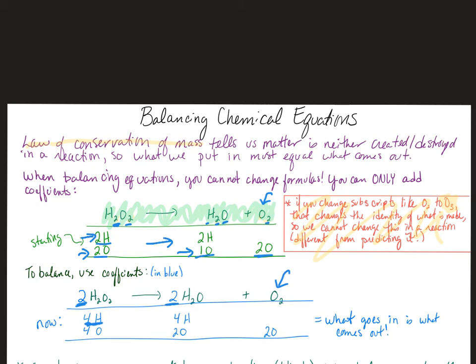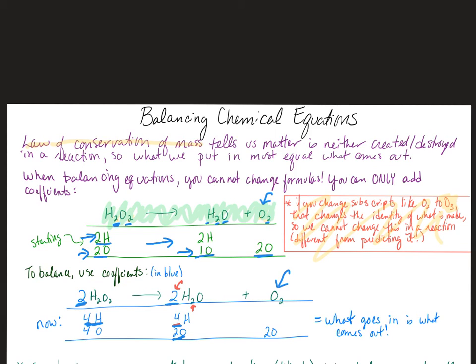Now let me just point out that when you have a coefficient in front, like this 2, and you have a 2 down here, they are multiplied together in order to get the total number that you have. So 2 times 2, that's where I get this 4 hydrogen from right there, okay? So I have now 2 oxygen here and 4 hydrogen here. So my hydrogens are balanced.